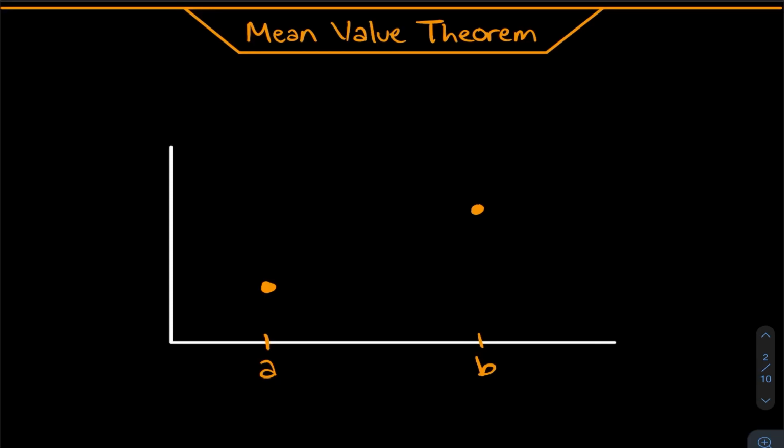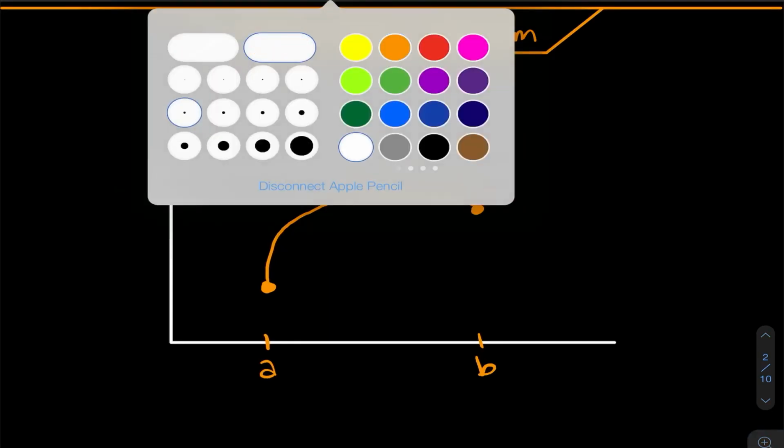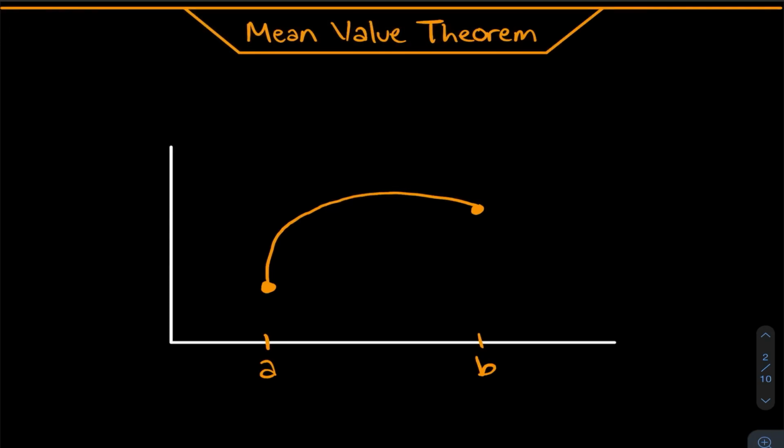Okay, and let's draw another curve that connects these two. All right, awesome. So now what the mean value theorem says, it's basically the same thing as what Rolle's theorem said, just now it's almost like a rotation. Actually, it is a rotation. So we're going to draw a secant line here. What a secant line means is it's a line that's going to pass through both of these points here.